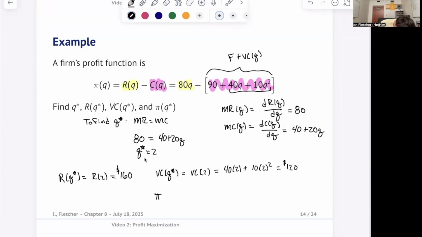And so to put this all together, our profit at the optimum is going to be 160 minus 90 plus 120. And so our profit is actually minus $50, which sucks. But sometimes that's just how it works, right? Sometimes this might be like a build-up period, but sometimes it just sucks.